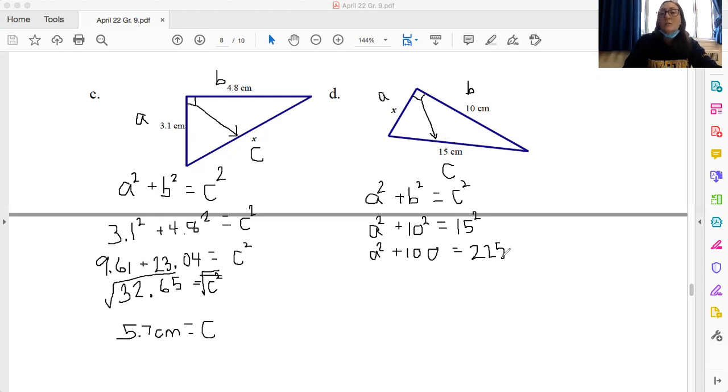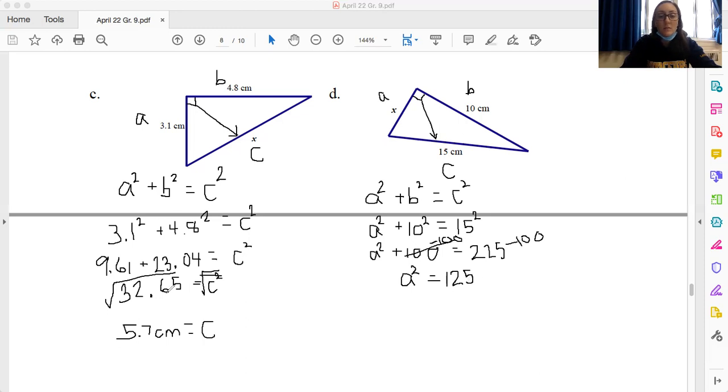Okay. So our next step is that we want A all on its own. So what you're going to do is get rid of the addition over here. By doing that, you want to do the opposite. So it's adding, so we're going to subtract the same amount on both sides. Okay, so you're going to do minus 100 on both sides. So plus 100 minus 100 cancels out. So then you're left with A squared. You're going to do the 225 minus 100, which gives us 125.